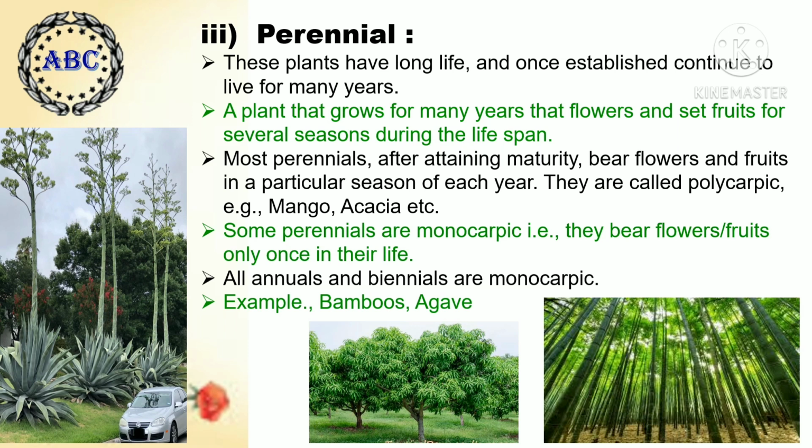Some perennials are monocarpic. They bear flowers and fruits only once in their life cycle. And all biennials and annuals are monocarpic plants. The examples are bamboos, agave. In this figure, we see that the agave plant shows flowering only once in its lifespan, so it is called a monocarpic plant.